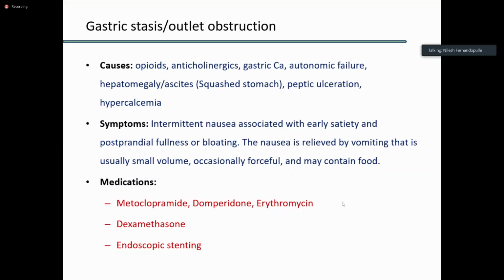And they say dexamethasone. And if you're looking at something a bit further, endoscopic options: if you have a patient obstructed in the pylorus, putting a stent into the pylorus might be useful. These are patients who are probably not surgically amenable, not surgically fit. So endoscopic approaches might be useful. Okay, so these are patients who have obstruction in the stomach.